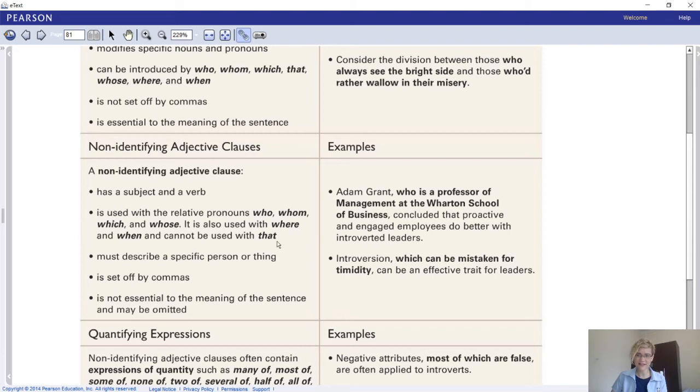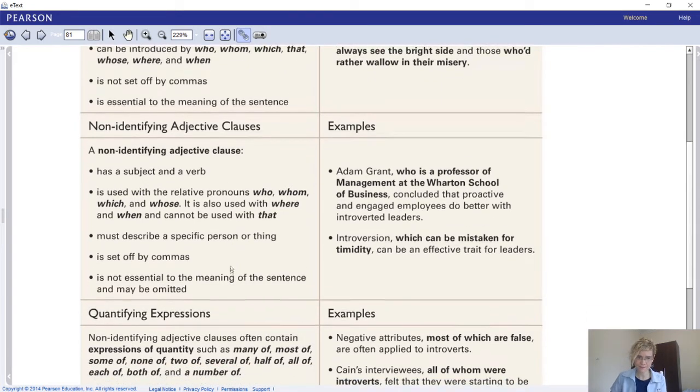Because that never is set off with a comma. For the rest, you can use them with commas, but not that. So that's why in a non-identifying clause you cannot use it, because a non-identifying clause needs a comma. It must describe a specific person or thing, is set off by commas, and is not essential to the meaning of the sentence and may be omitted. So remember that for non-identifying we do not use that.